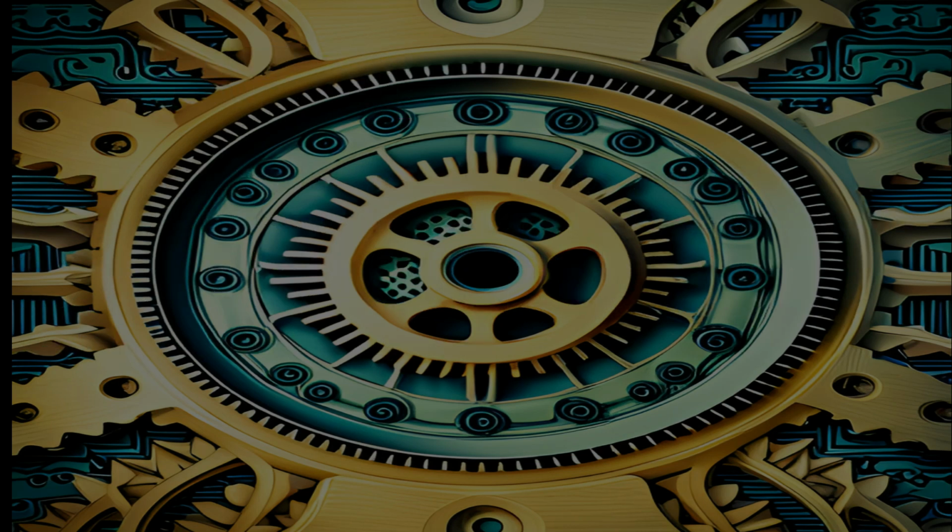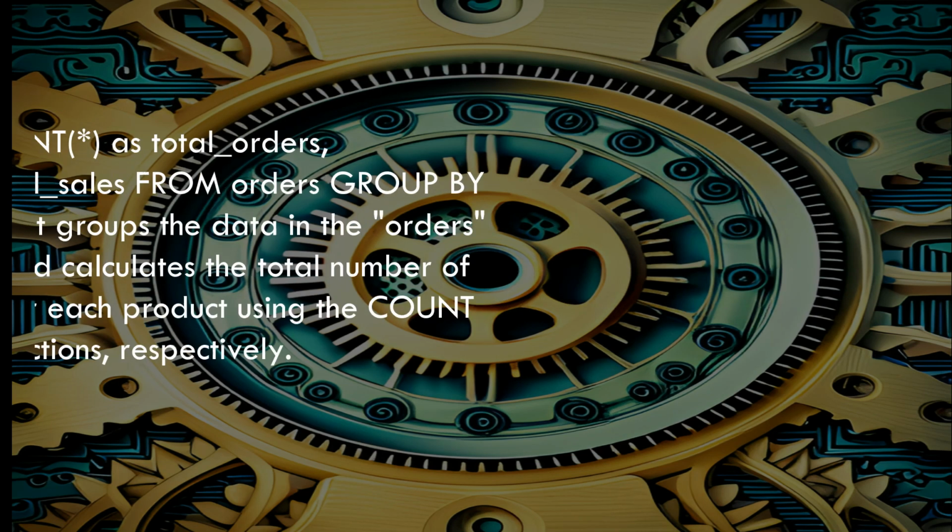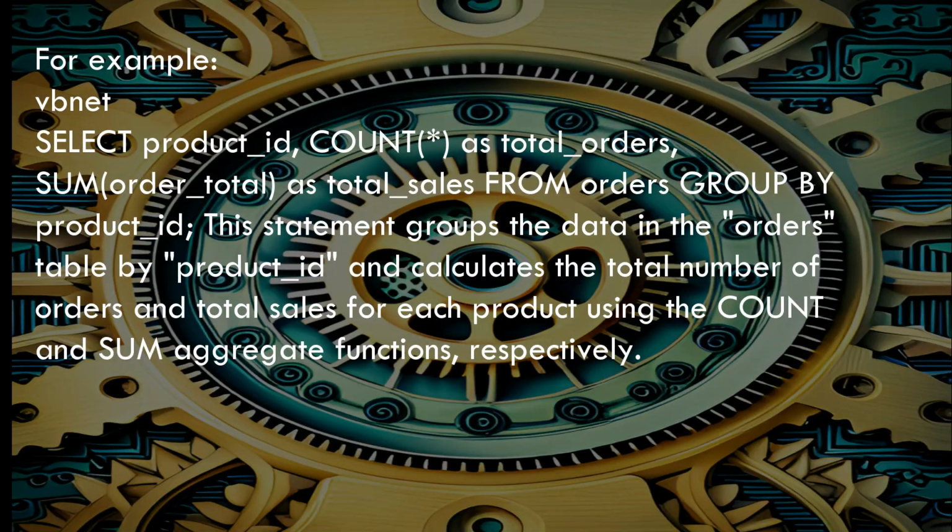For example: SELECT product_ID, COUNT(*) AS total_orders, SUM(order_total) AS total_sales FROM orders GROUP BY product_ID. This statement groups the data in the orders table by product_ID and calculates the total number of orders and total sales for each product using the count and sum aggregate functions, respectively.